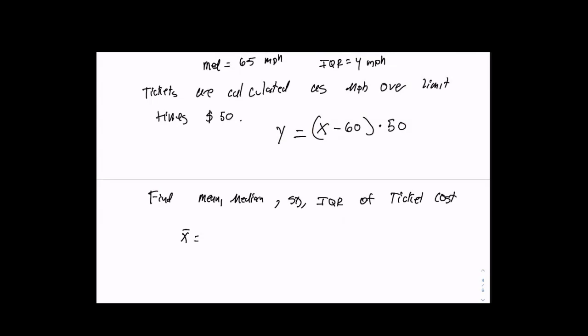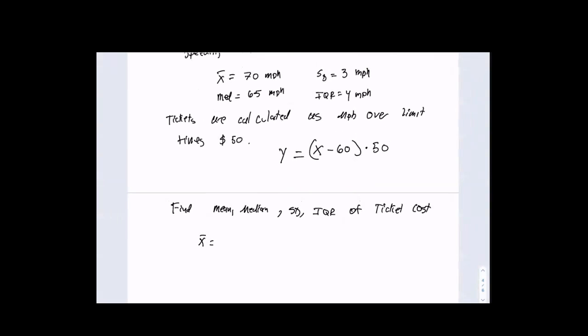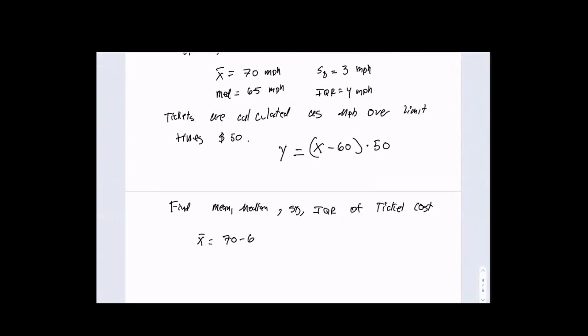My new mean is affected exactly as it is. So my new mean would be 70 minus 60, times 50. I do everything like normal. My new median would be 65 minus 60, times 50. However, my new standard deviation, I wouldn't subtract the 60. Remember, the subtraction doesn't matter. So it would be 3 times 50.